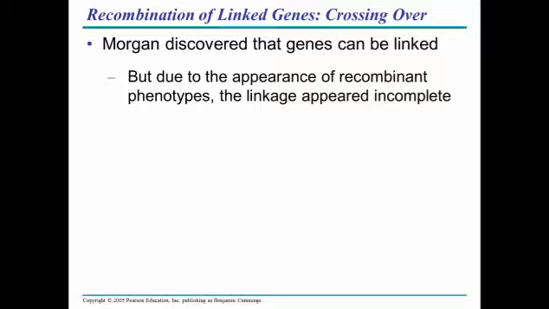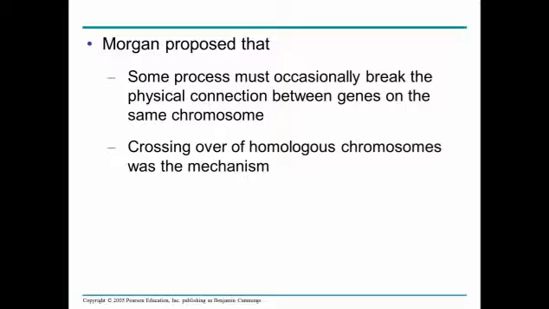So Morgan discovered that genes can be linked, as we previously mentioned, but sometimes it can be difficult to identify the linkage because they're the same types of phenotypes. So he proposed that some process must occasionally break the connection between the two, and this is what we now define as crossing over, and crossing over occurs between homologous chromosomes. So parent 1, mom, donates chromosome number 1, dad donates chromosome number 1, and you have a homologous pair of chromosome number 1. If you crisscross and exchange DNA between those homologous pairs, that would be crossing over.